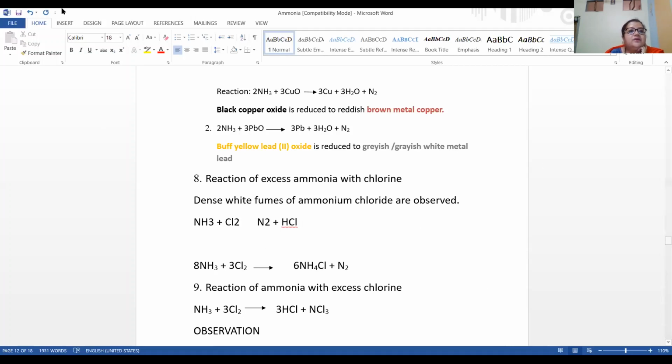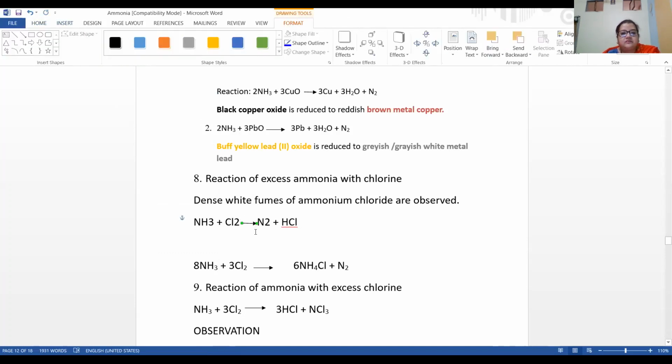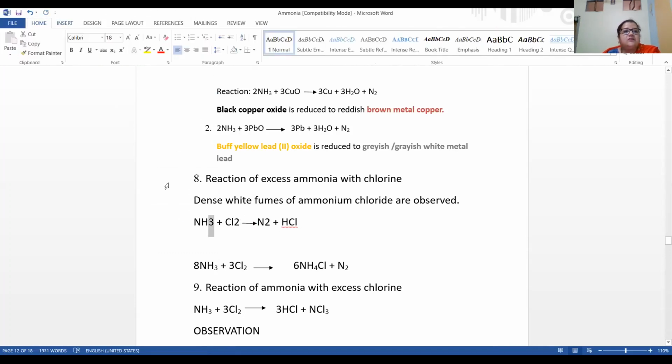And then there's an arrow over here, so you can just place the arrow. And this is what we'll have to work out. Now you have to balance this equation. Once you balance this equation, you will be able to. So this is 2 over here, this is 3 over here, and then over here it will be 6. So it will be 6 over here, right?